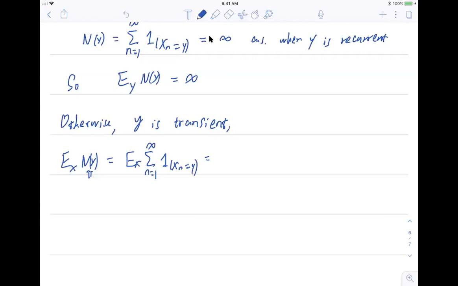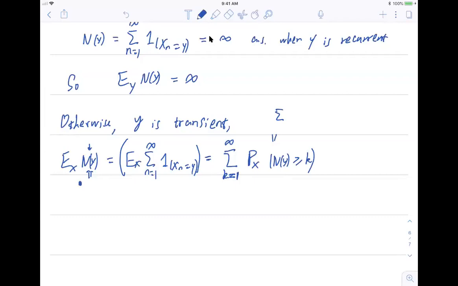So how to compute that? It's just a different way to write the integral. For an integer value, we can always write like this. You can check that.